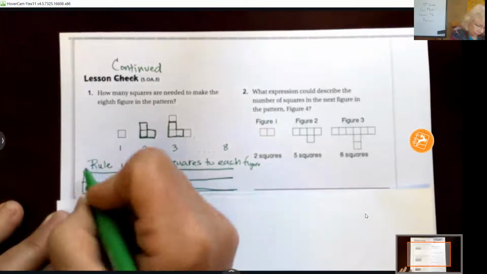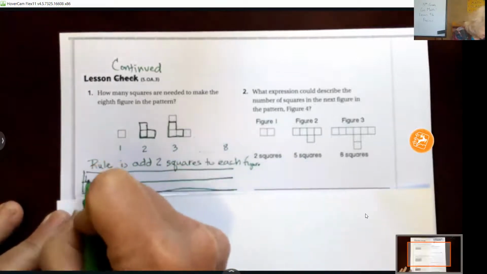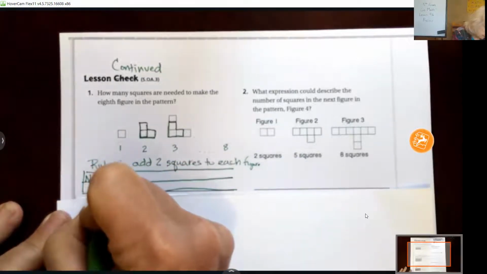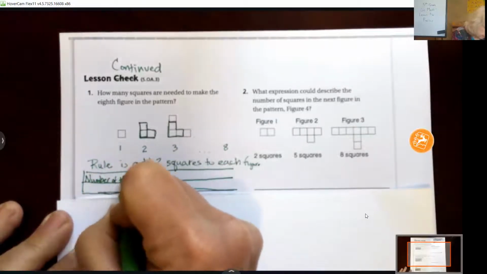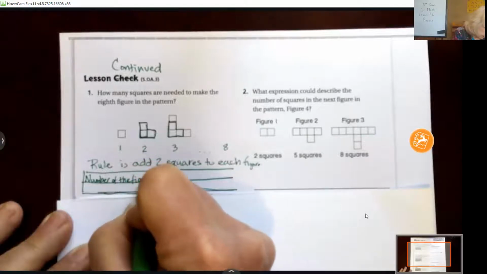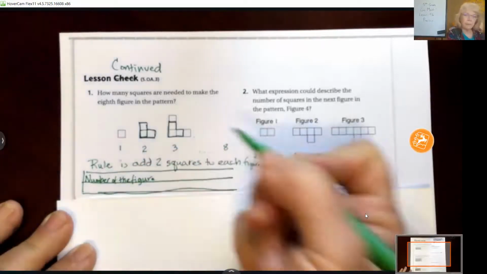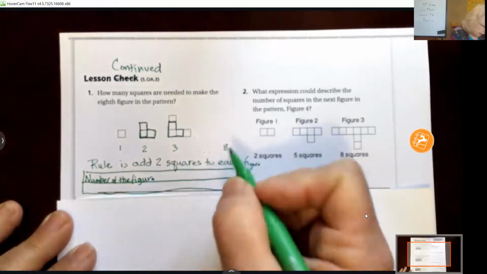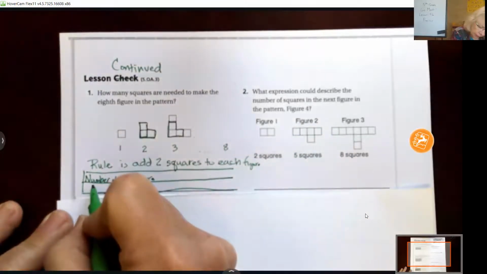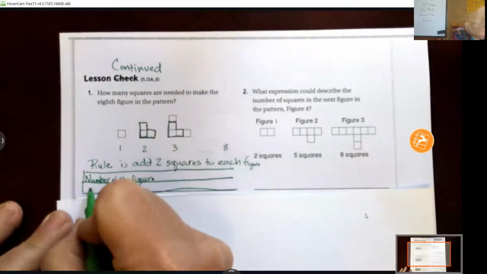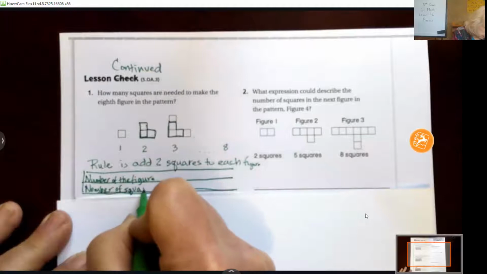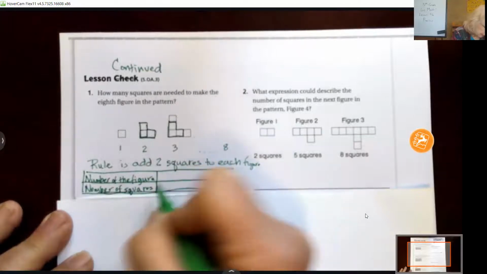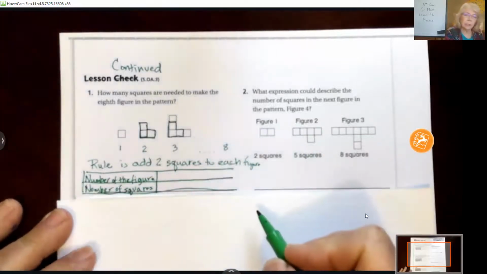Okay, and one row is the number of the figure, such as 1, 2, 3, 4, up to 8. And the next row is the number of squares. You see what I'm doing? So I'm just taking this and creating a chart which is going to show us that pattern.